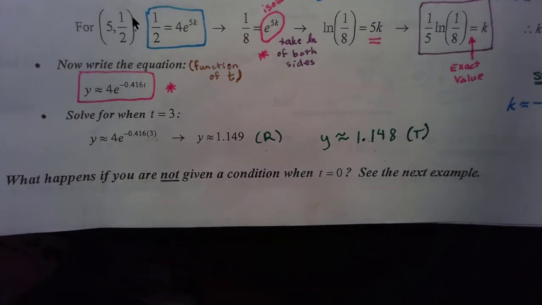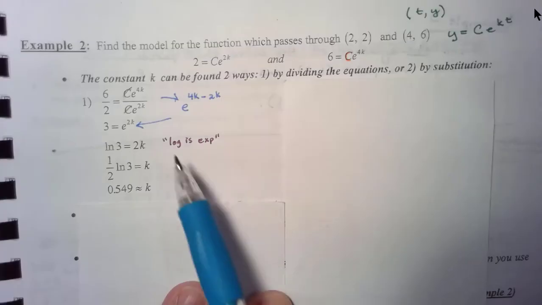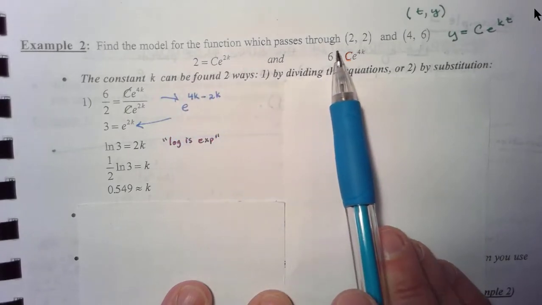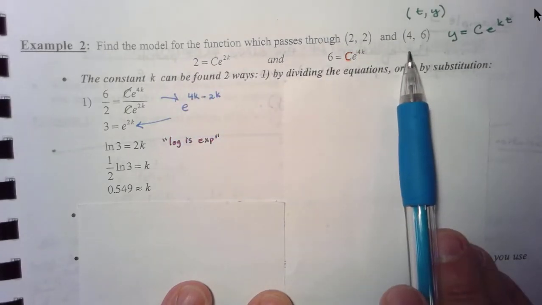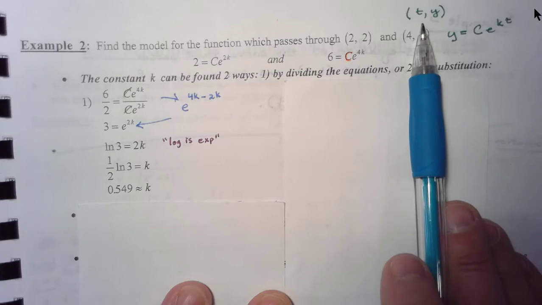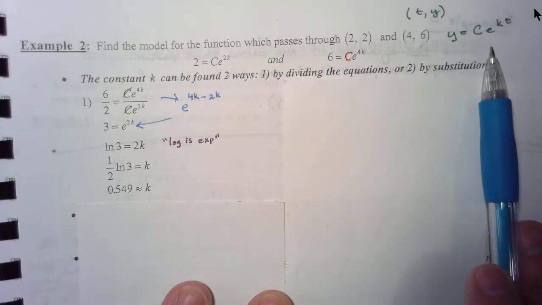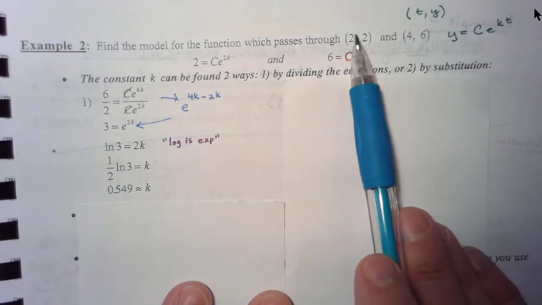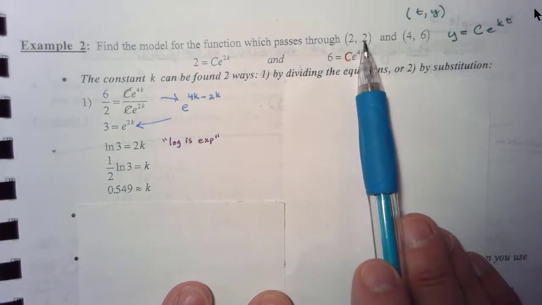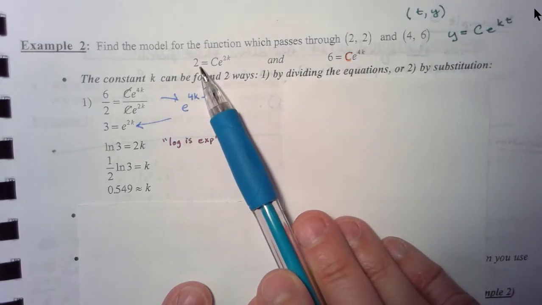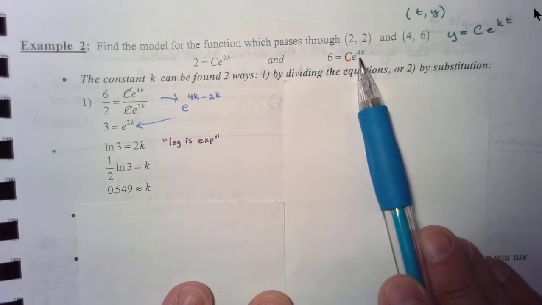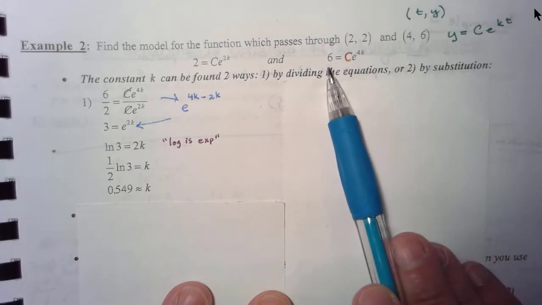So what happens when we do not give a condition when t is 0? Well, we do what we learned how to do in algebra. Find the model for the function which passes through the points (2, 2) and (4, 6). This is our coordinate pair (t, y). Our equation is y equals ce^(kt). So when t is 2, y is 2, and when t is 4, y is 6.